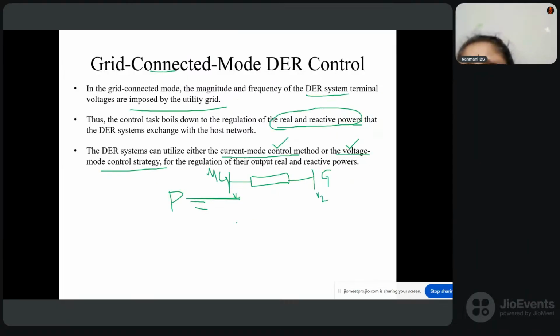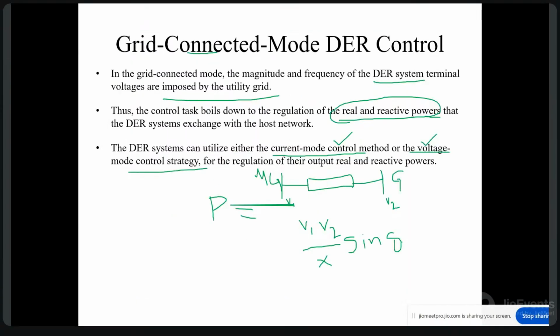The power flow equation, sir: P is equal to V1 V2 by X into sin delta. Assuming that our X by R ratio is large, we are saying that P is V1 V2 by X into sin delta, right? Correct, sir. Okay, so what is this delta? Delta is the power angle, sir.